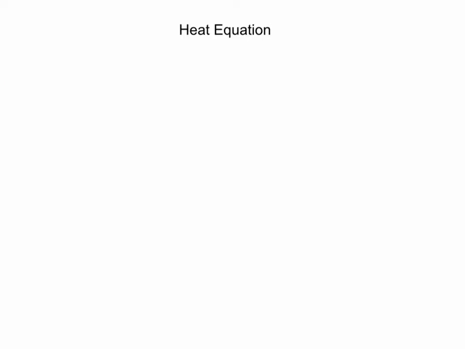Now that we know the difference between heat and temperature and we know what specific heat is, we can now start solving problems using these concepts. The main equation we're going to use is the heat equation. This equation takes the form Q equals CSP m delta T.